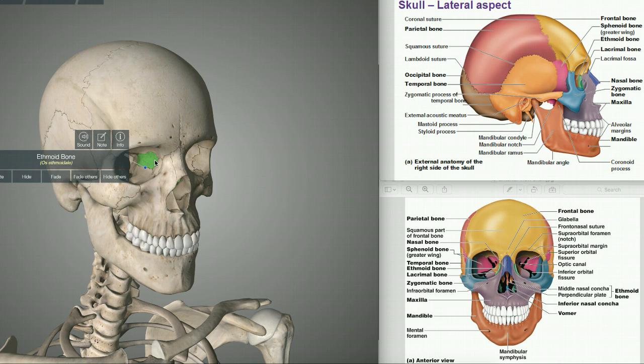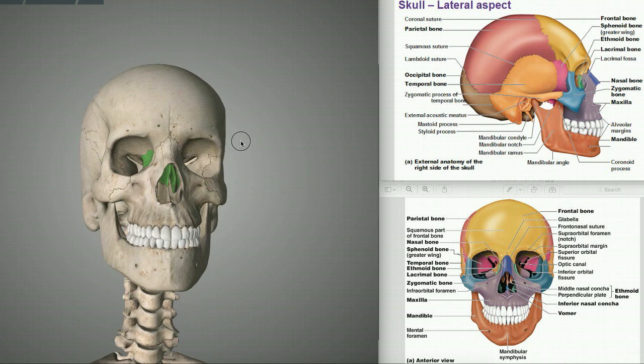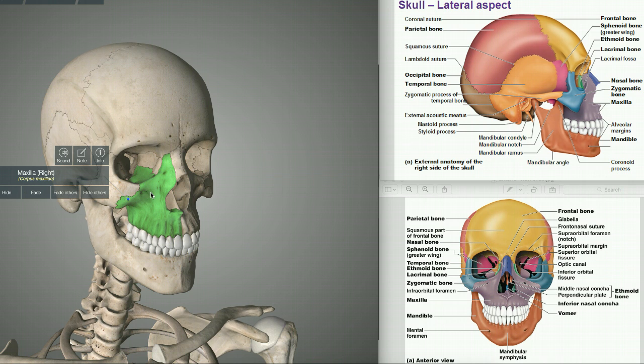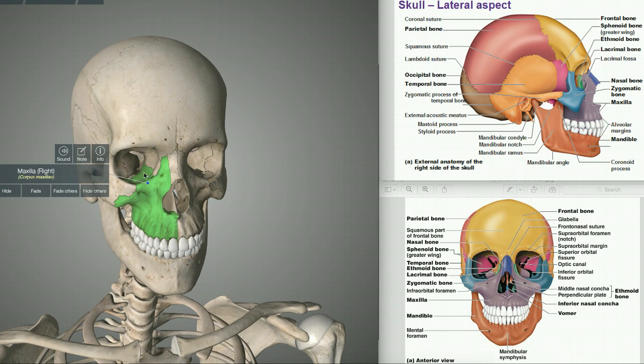Now what you have here is the ethmoid bone, and that's part of the ethmoid bone that we saw earlier. So you have your lacrimal first, just behind is the ethmoid, and here is the part of the maxilla that forms together. So the bottom surface of your orbit is formed from the maxilla, your lacrimal bone, and part of your ethmoid bone as well.